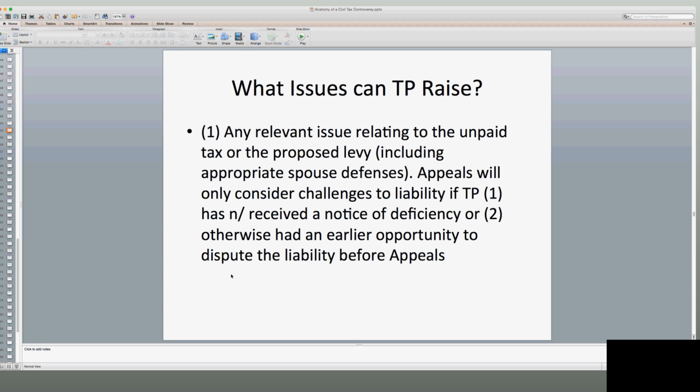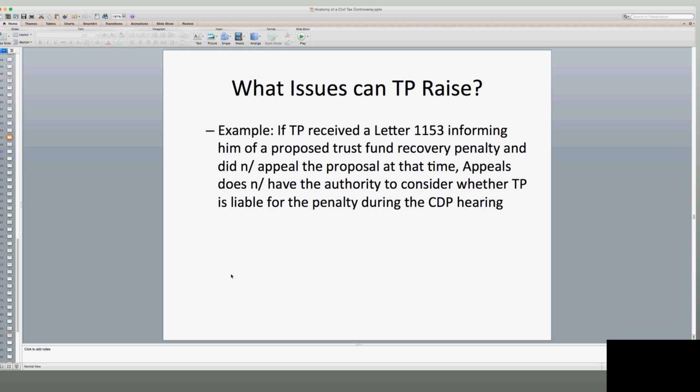What issues can the taxpayer raise? Well, let's start with the first. Any relevant issue relating to the unpaid tax or the proposed levy, including an appropriate spousal defense, an innocent spouse defense. Appeals will only consider challenges to liability if the taxpayer has not received a notice of deficiency or, second, otherwise had an earlier opportunity to dispute the liability before appeals.